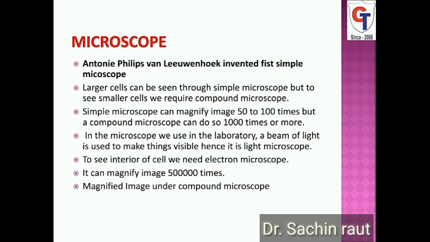Let me do a quick revision of the microscope. The first simple microscope was invented by Antony van Leeuwenhoek. Okay, now what are the main uses of the microscope? It magnifies the image. A simple microscope magnifies the image up to 50 to 100 times. A compound microscope can magnify the same image up to 1000 times, while an electron microscope 50 lakh times. So these are the uses of the microscope, and the microscope is used in a laboratory to magnify the image, and it helps to study the microscopic structure of cells, bacteria, cell organelles, etc.